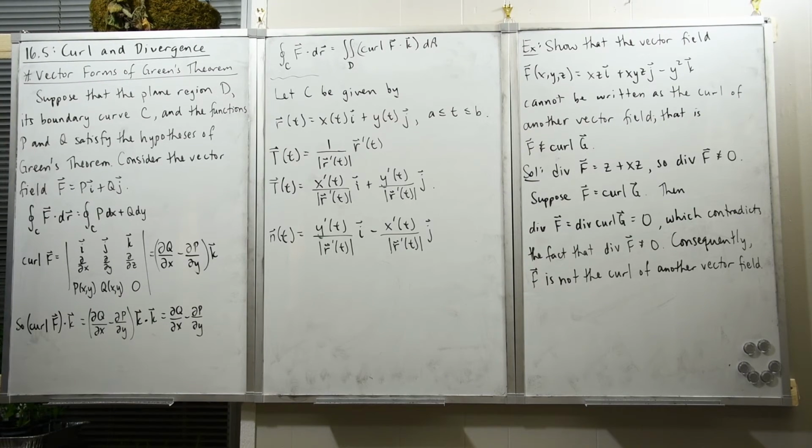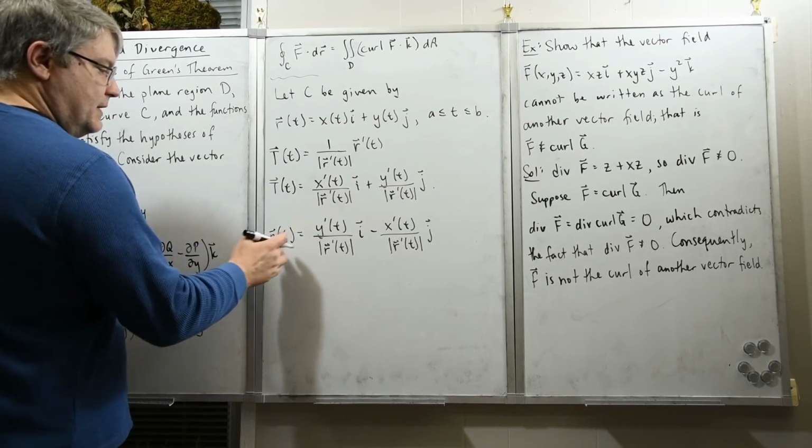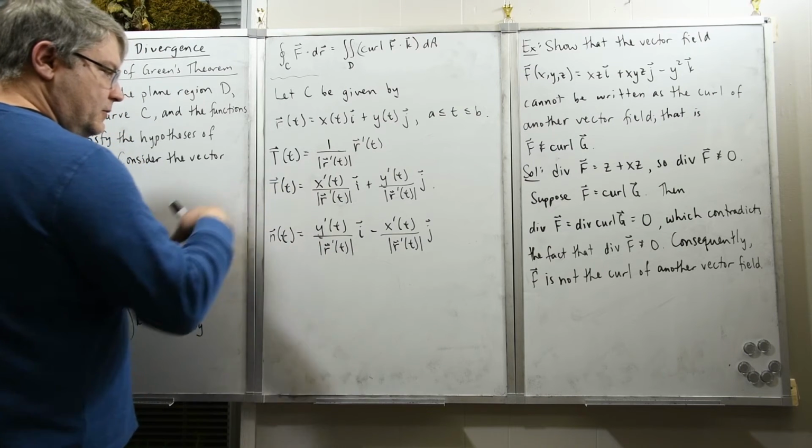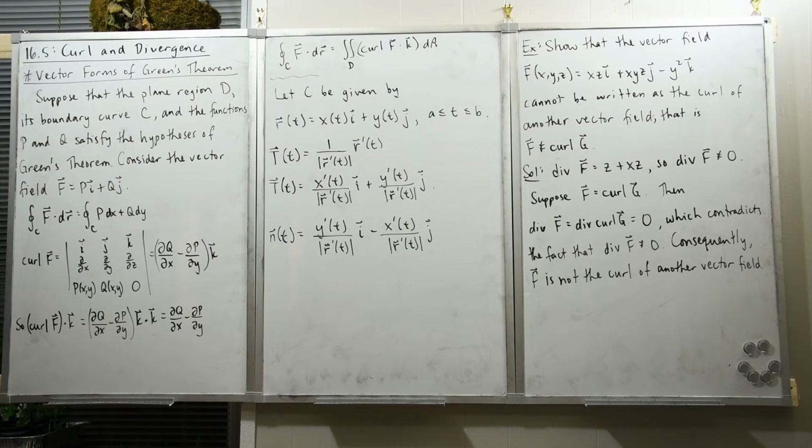And let's face it, it makes sense that this would be a normal vector, because if you were to take the dot product of this with the unit tangent vector, you would in fact get 0.